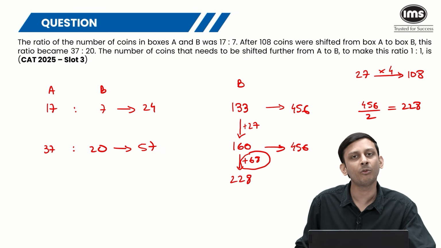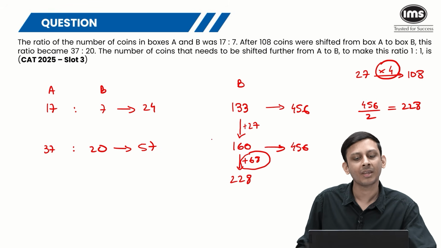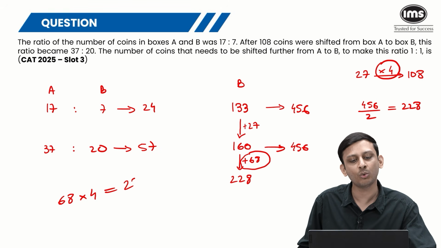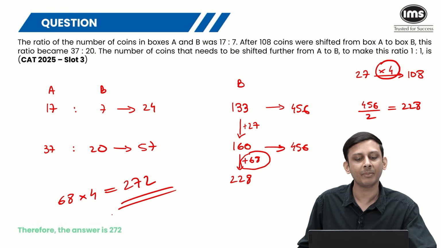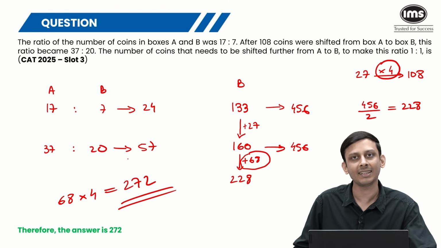But this is our assumed value. The actual value will, of course, be 68 into 4. So once we calculate that, we will get 68 into 4 to be 272. And that will be the correct answer. So even if you had solved using variables, using the previous methods, you would have got 272. But of course, the calculation would have taken time.